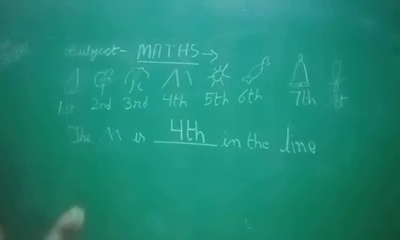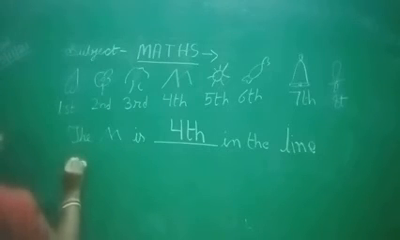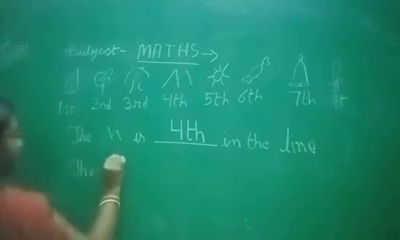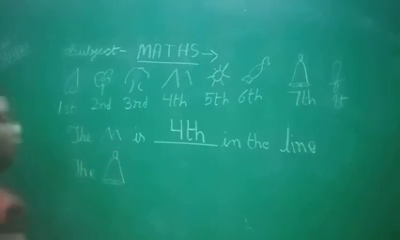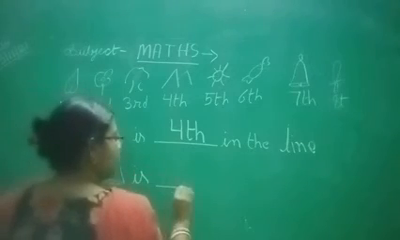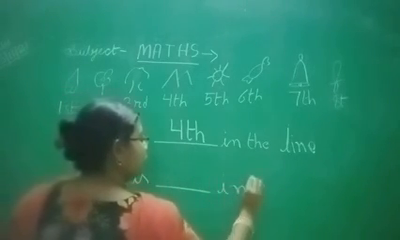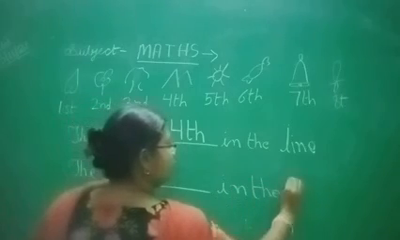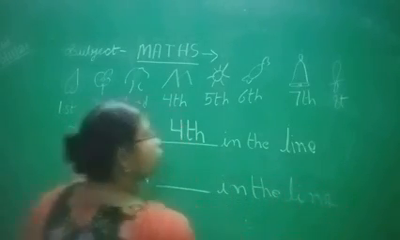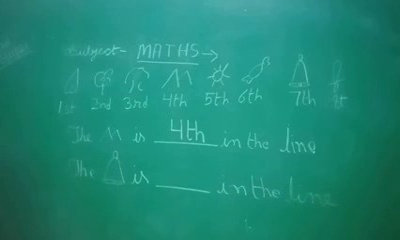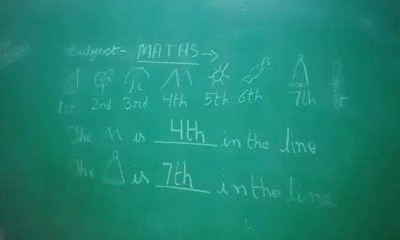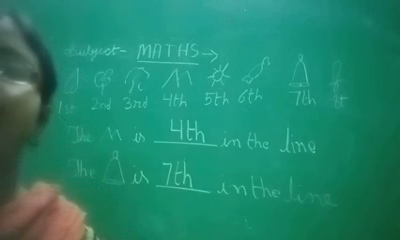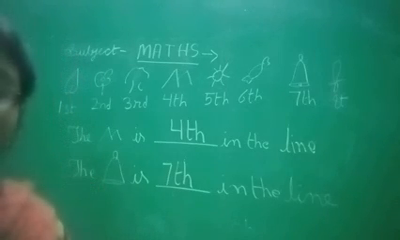Okay. Then you see one more. The bell is dash. The bell is seventh. So we will write here 7. So the numbers we are giving as the position, that only is called the ordinal number.